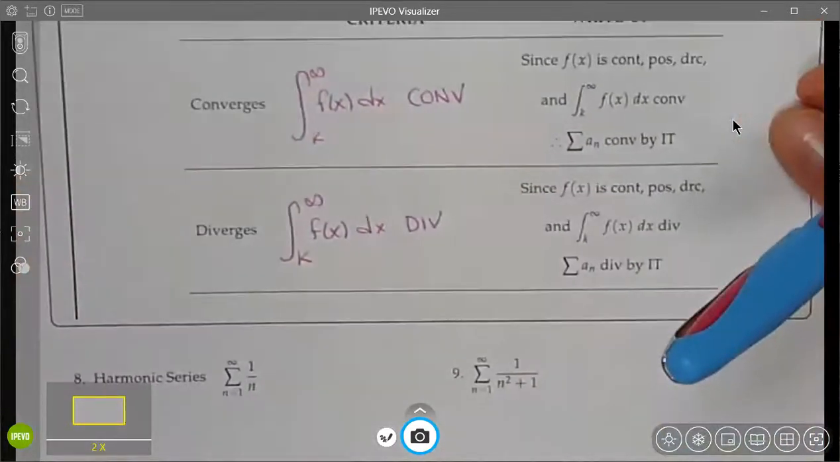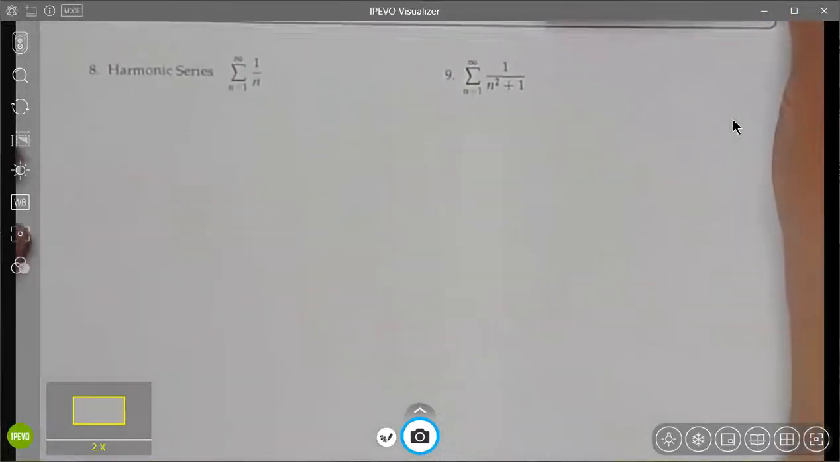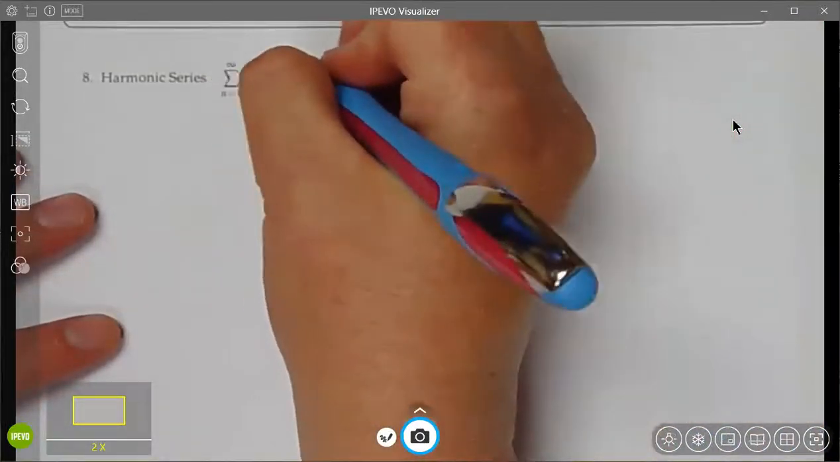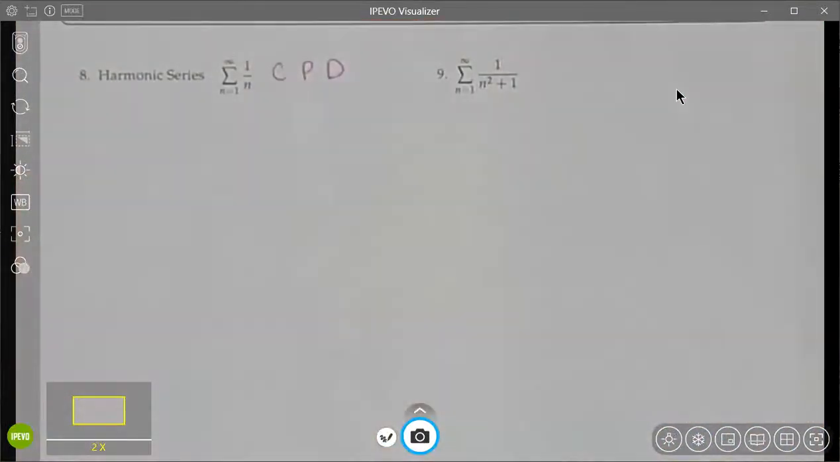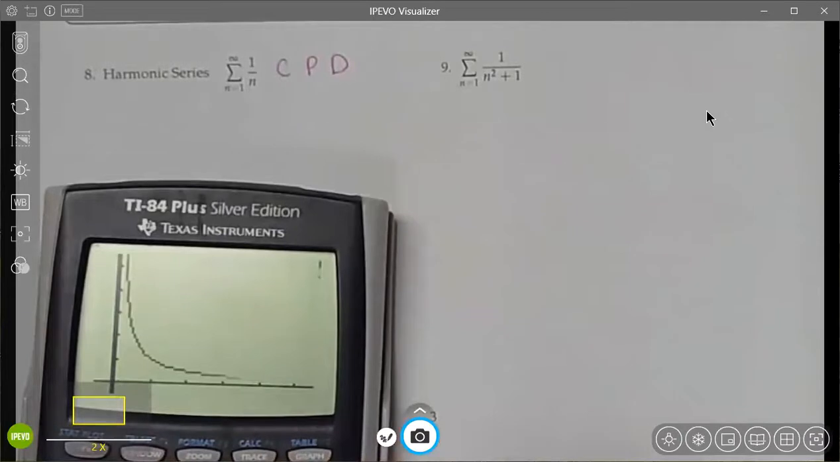All right, so let's take a look at a problem. This is number 8. I have the series from n equals 1 to infinity of 1 over n. So I want to check to see if it is continuous, positive, and decreasing. To check that, I'm going to put this into my calculator. So I have 1 over x, and I'm going to take a look at the graph.